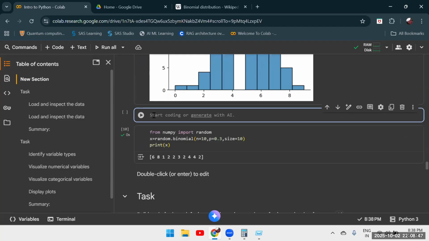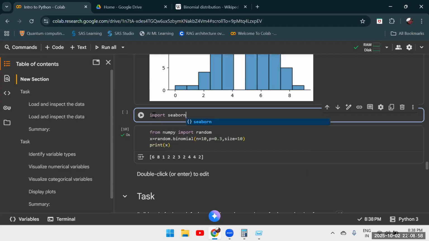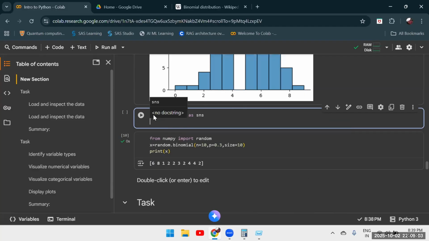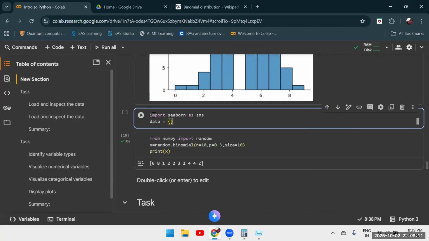I'll show it to you here by showing a distribution of both the normal distribution versus the binomial distribution. Since we have already imported matplotlib and the rest, I will import seaborn alone. So import seaborn as sns. Now I'm going to create some data. I'm going to create a dictionary object here. One object I'm going to name normal, which will give me the values of a normal distribution.